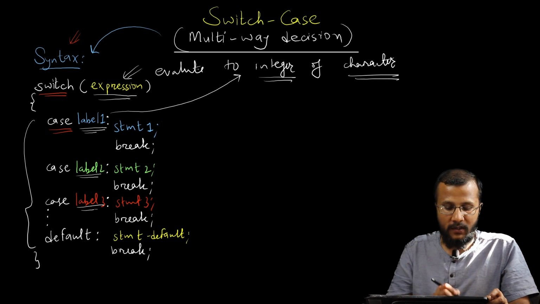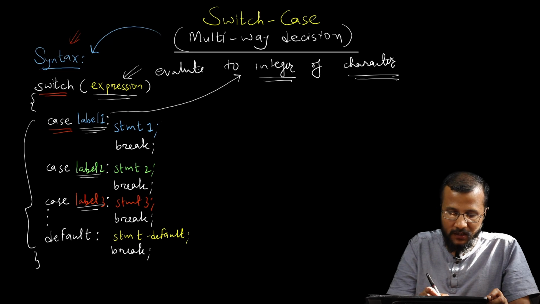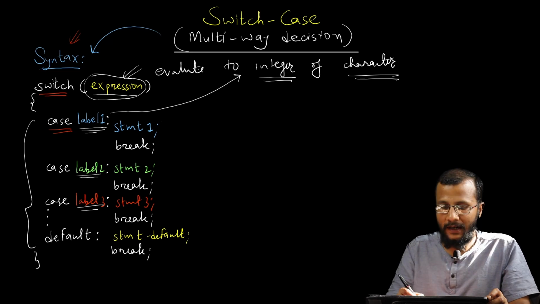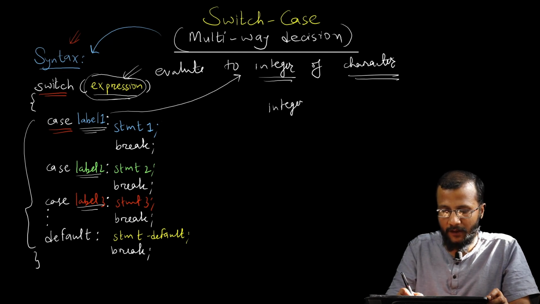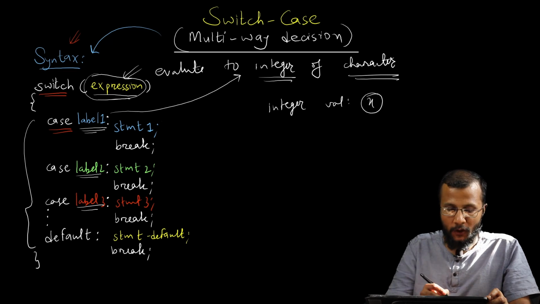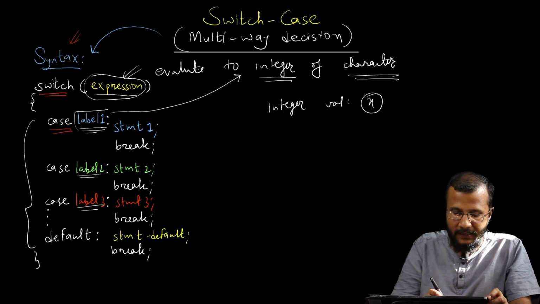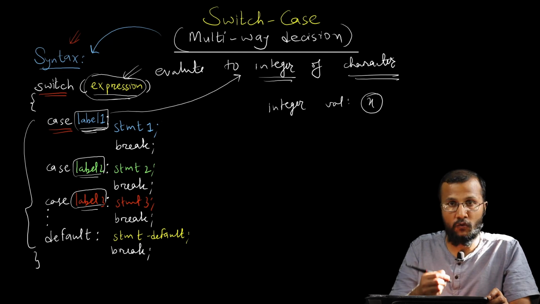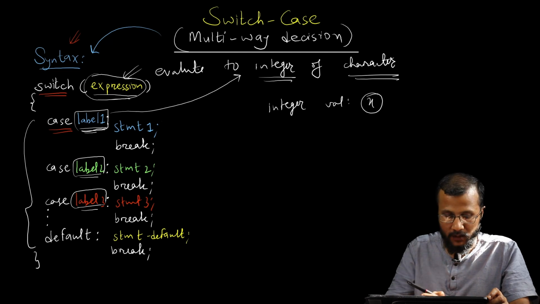How it works is very simple. First of all, the expression is evaluated. Let's say it evaluates to an integer value, and let's say that value is x. In my switch case, all these labels would be integer labels. This can be one integer number, this can be another integer number, and so on and so forth.